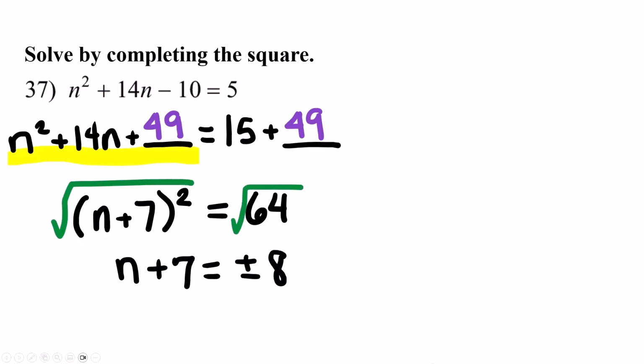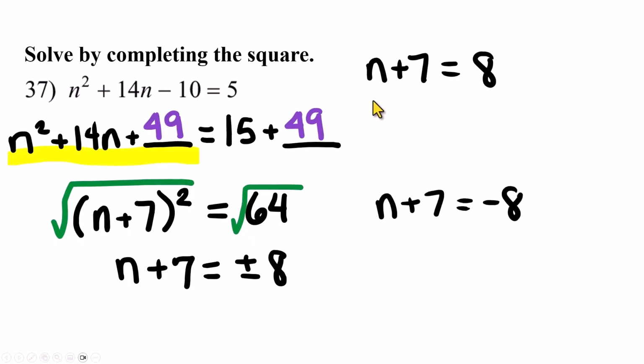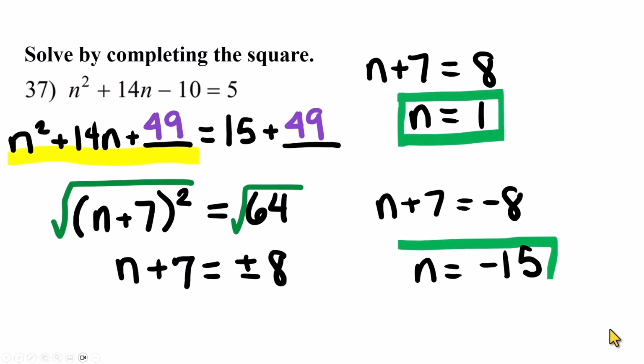n plus 7 equals plus or minus 8. So n plus 7 either equals a positive 8 or it equals a negative 8. This first one, subtract 7 from both sides. In your head, you get n equals 1. Subtract 7 from both sides, n equals negative 15. These are your two answers.